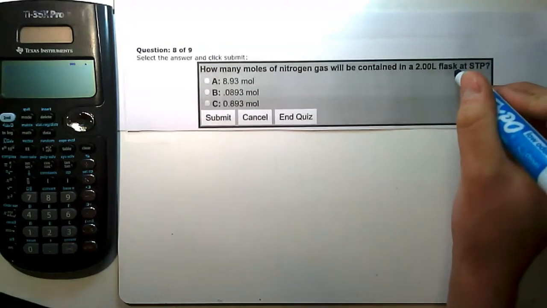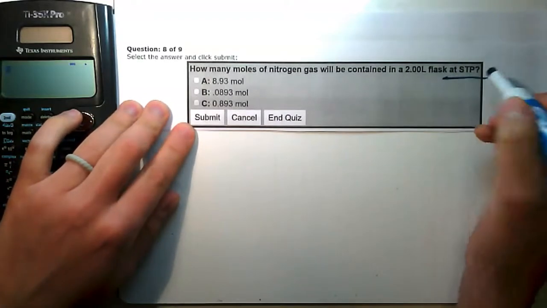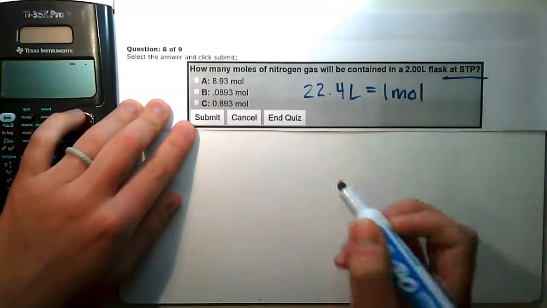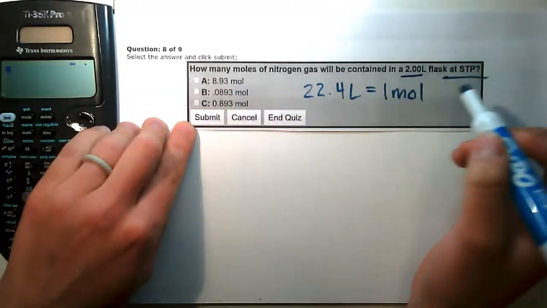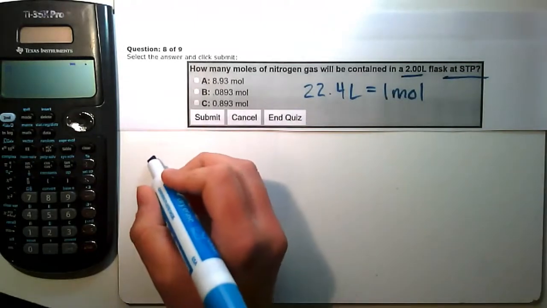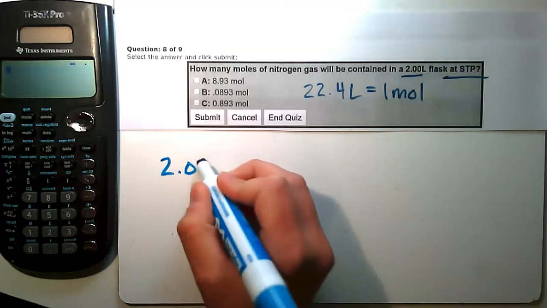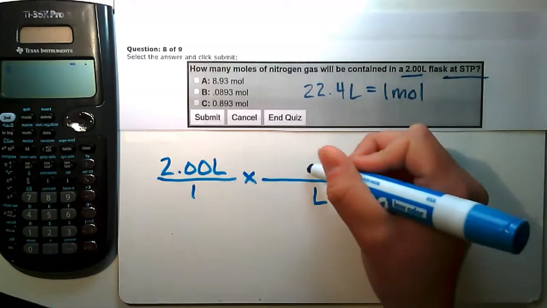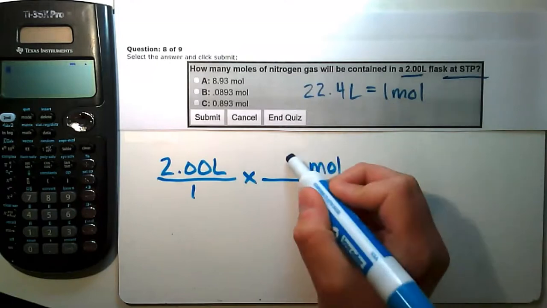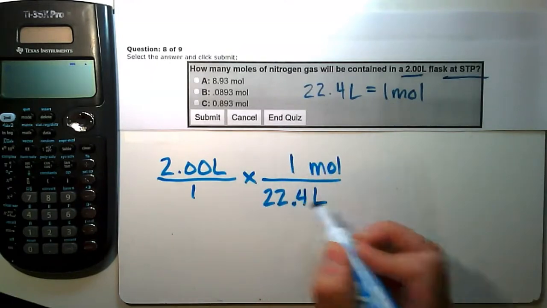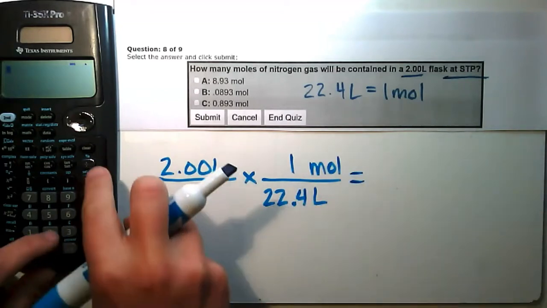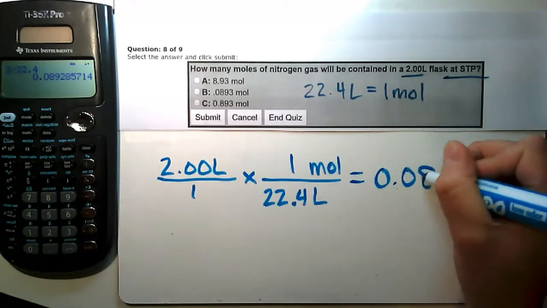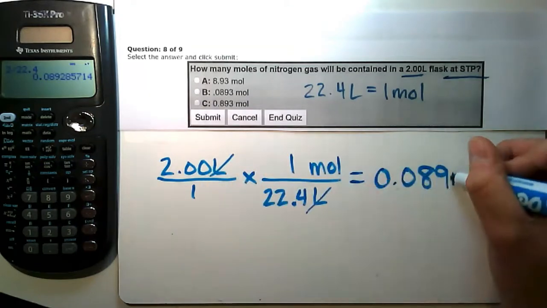Okay, so once again, we have a gas at STP. Sorry, my question moved. At STP, so we know we can use 22.4 liters equals 1 mole. The only difference here is instead of giving a number of moles, we're given a number of liters, and we need to convert it to moles. So instead of starting with moles, we start with 2.00 liters, put it over 1, and then we put liters on bottom this time, and moles on top. Of course, 1 mole is equal to 22.4 liters. So instead of multiplying this time, we're dividing. 2 divided by 22.4 gives us 0.089. Liters cancels out, and we're left with moles as our units.